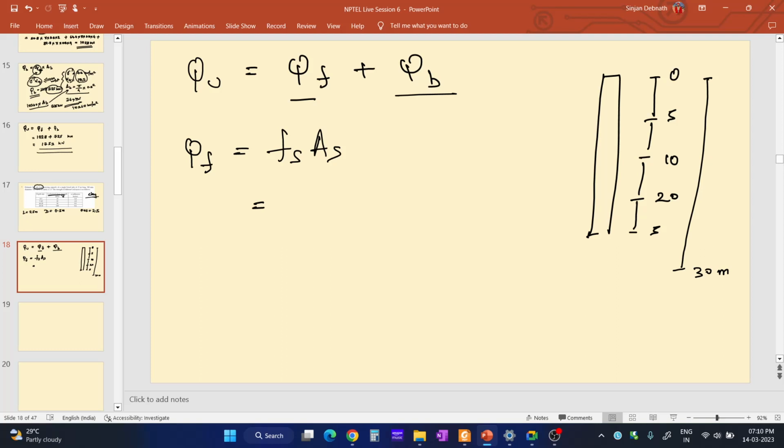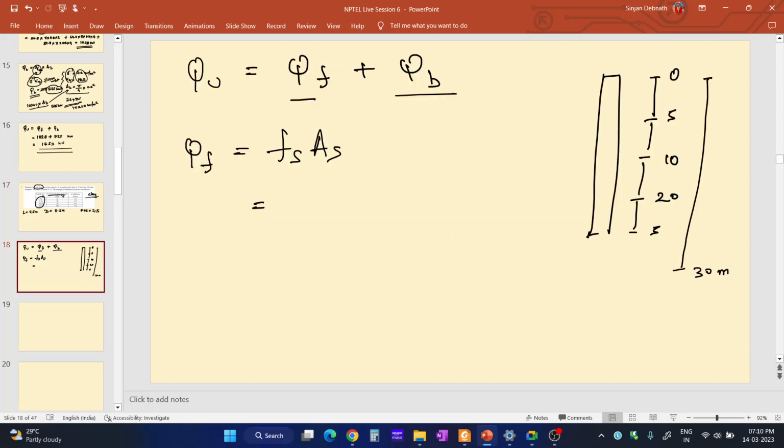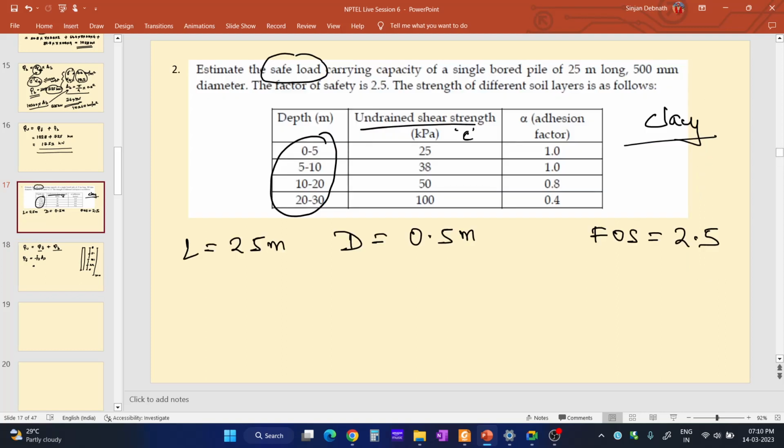So we are dividing it into the zones that are given in the question: 0 to 5, 5 to 10, 10 to 20, 20 to 30. How much is it? Sorry, it is up to 30.